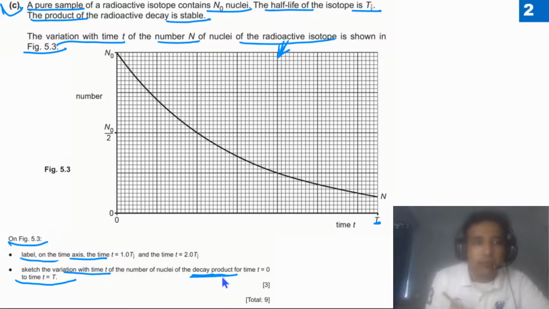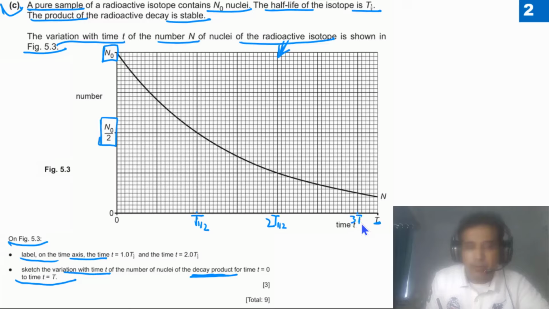Now the same concept. If you look at this radioactive isotope, we can see N becomes half after 1 half-life. So first of all, we can label here. Here is 1 half-life. So here we have 2 half-lives. So this time will be equal to 2 half-lives. And this time will be equal to 3 half-lives. So this is first of all how we can label.